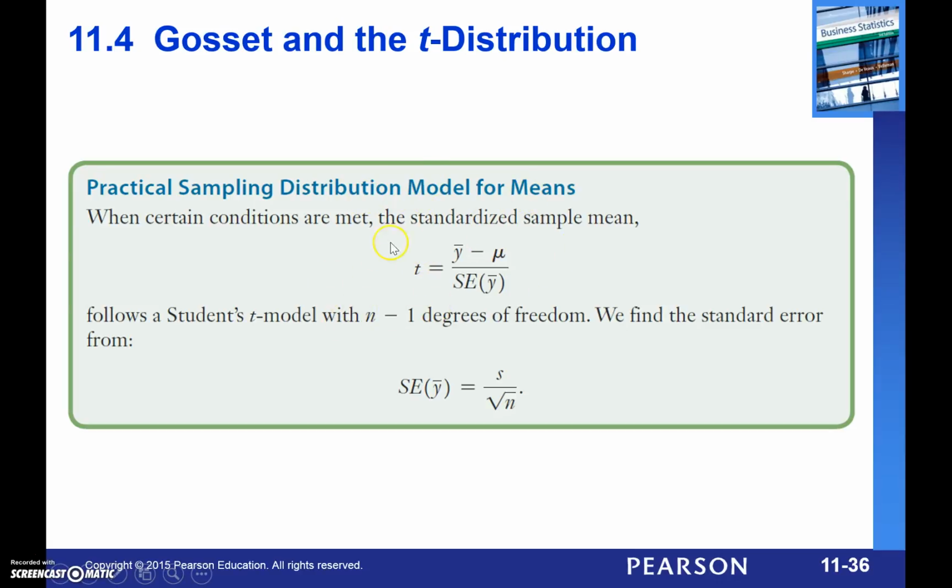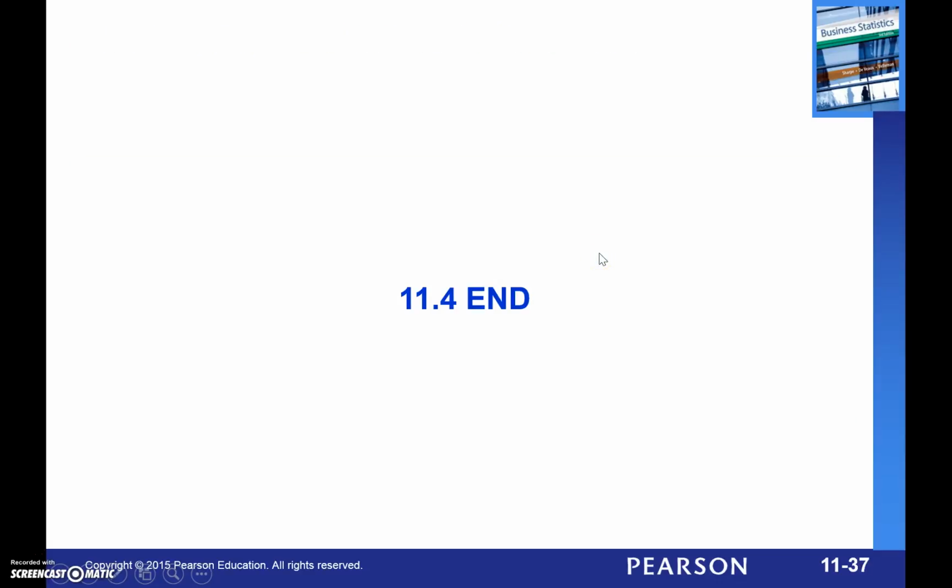So it becomes very, very similar. Basically, based on our degrees of freedom, we look up in the chart an area under the curve, and then that area under the curve is a probability, just like we did with z-scores and the standard normal curve. And that should do it for 11.4.